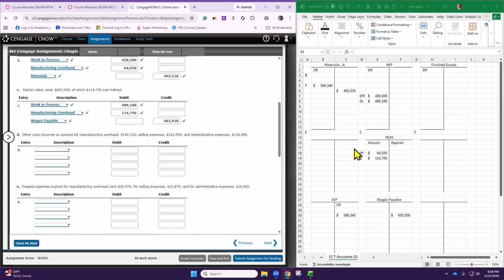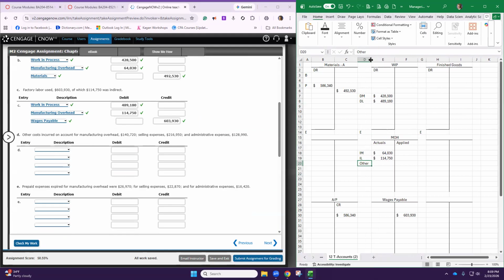All right. So now we've got direct materials, direct labor. We don't know anything about a beginning balance. Other costs incurred on account for manufacturing overhead. So manufacturing overhead is going to go in here. So this is going to be other. So we'll put other. Okay, so here it goes in manufacturing overhead. Okay, we've got 140,720.